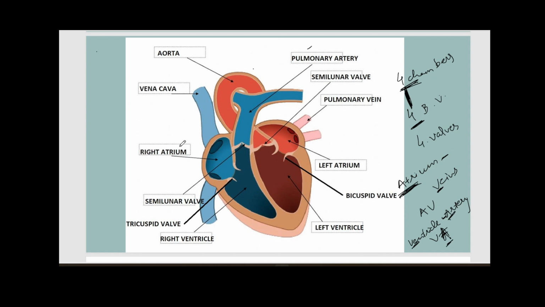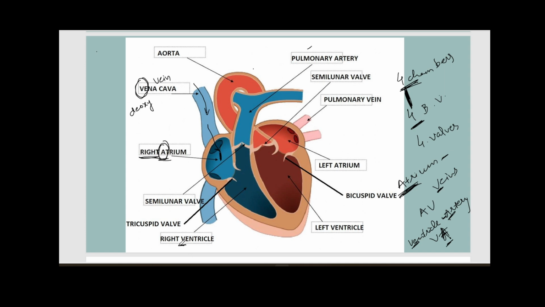Now let's see. Right atrium is the first chamber, like when the blood enters the heart, the right atrium is the first chamber that receives the blood. So the atrium is connected to the vena cava vein, which is the major vein which will bring deoxygenated blood from the other veins in the body. So this deoxygenated blood first goes to the right atrium.